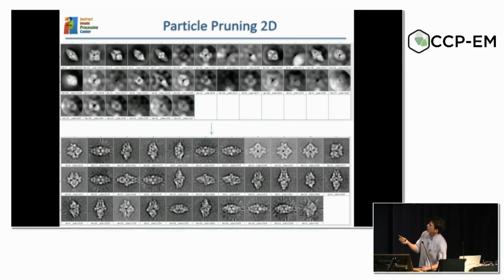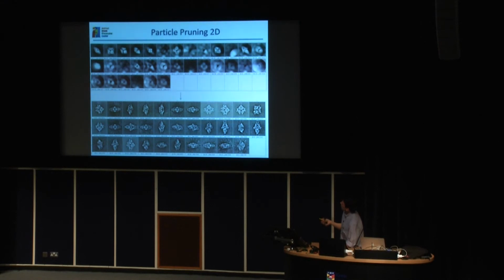And here is an example at the beginning. This is the beta-galactosidase. So this is one of the first classifications. This is the last classification. So you see that you have increased a lot the quality of the particles in your data set.